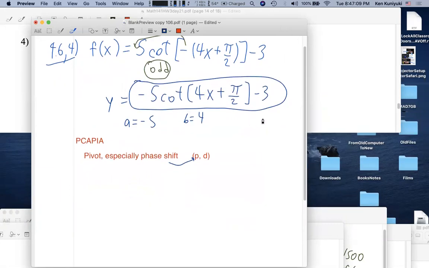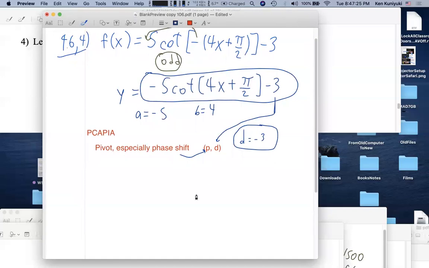D is straightforward. D is -3. Okay, so D is -3. That's pretty straightforward. That's a downward shift of 3 units. All right, but the phase shift, that involves more work. Now, again, you could use the factoring method, but I think solving the equation method is generally more useful here. Okay, it's more popular.